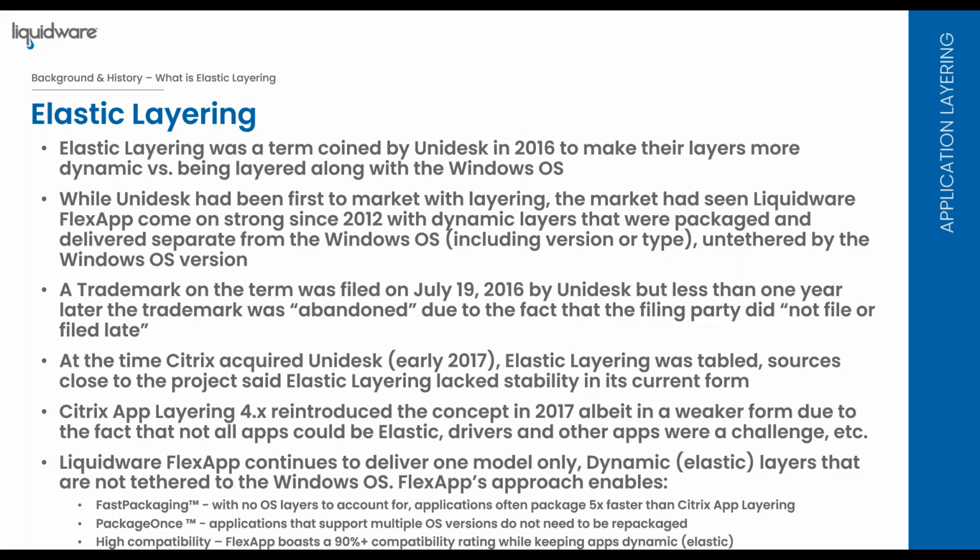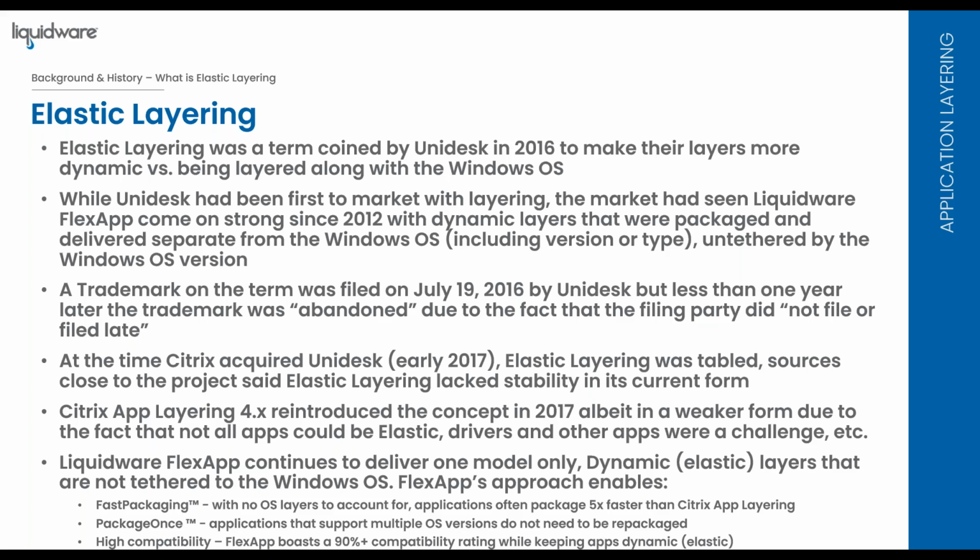And so at the time that Citrix acquired Unidesk, it was still an emerging thing that Unidesk was doing, elastic layering. And they tabled the technology. At first, it only delivered application layers that were delivered along with the OS. And some of the industry insiders had said it lacked stability at first. So they developed that a little further, and they reintroduced that to the market in version 4.x in 2017, citing that not all layers could be elastic and that there were further challenges with drivers and other things.